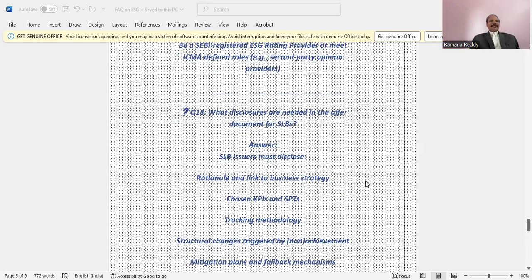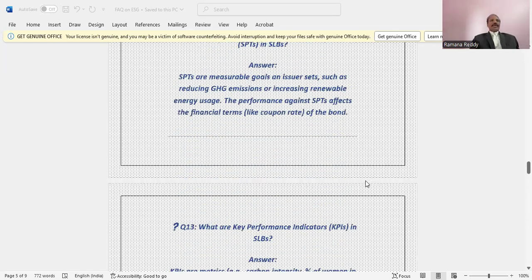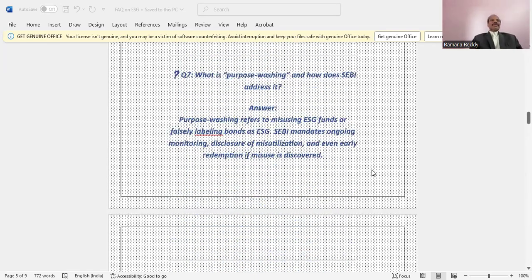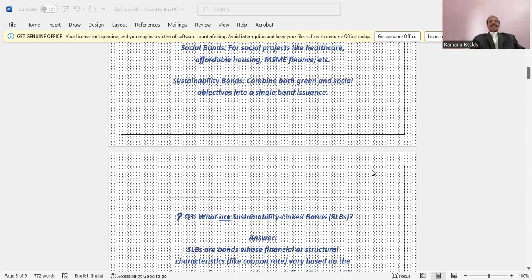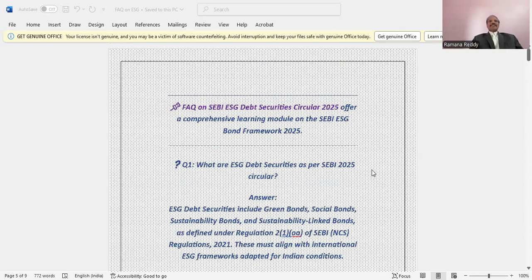So these are all the important FAQs. These are frequently asked questions, where doubts will arise because the subject is new, based on the latest circular of 5th June 2025. So this is a comprehensive learning module on the SEBI ESG Bond Framework.